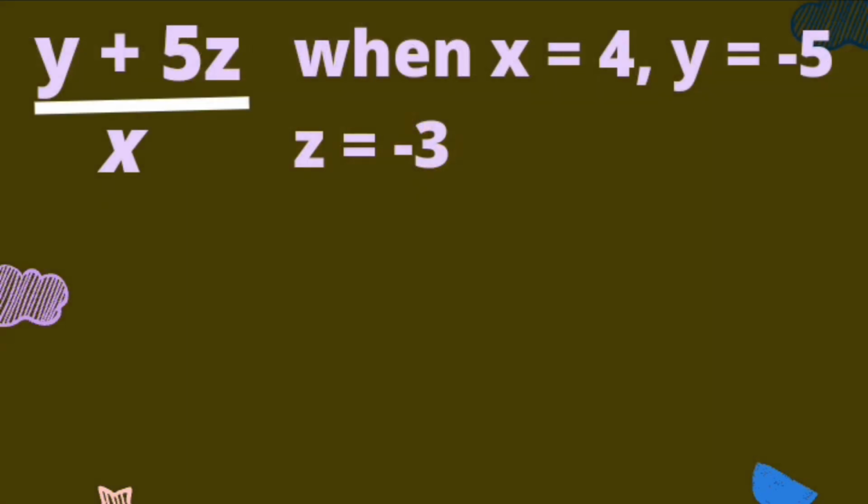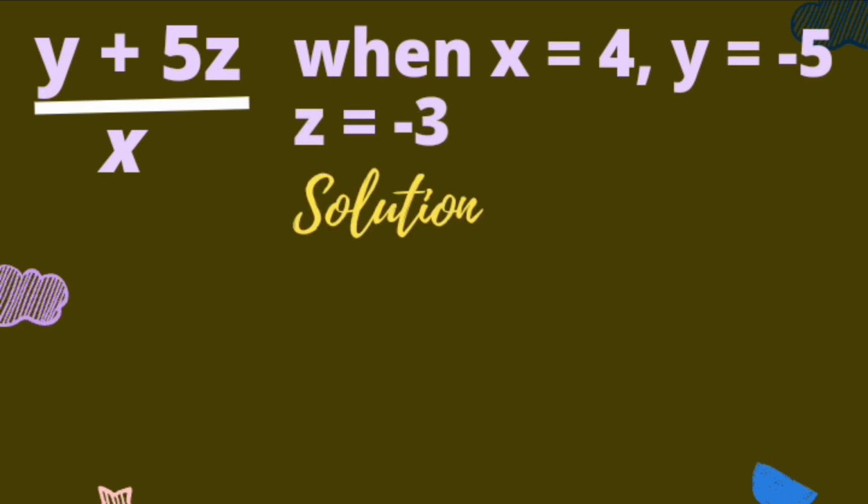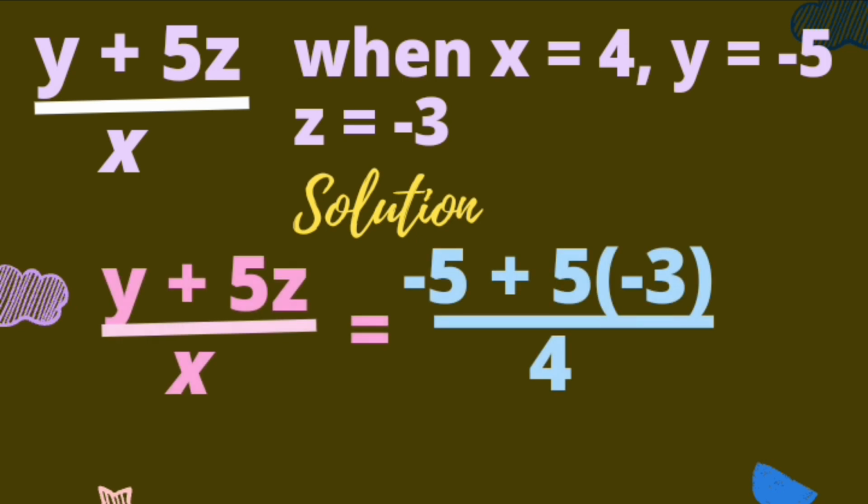Find the value of y plus 5z all over x when x is equal to 4, y is equal to minus 5, and z is equal to minus 3. Remember, we'll replace x with 4, y with minus 5, and z with minus 3 in y plus 5z all over x. Let's do that now. So y plus 5z all over x will be equal to minus 5 plus 5 times minus 3 all over 4. So what do you notice?